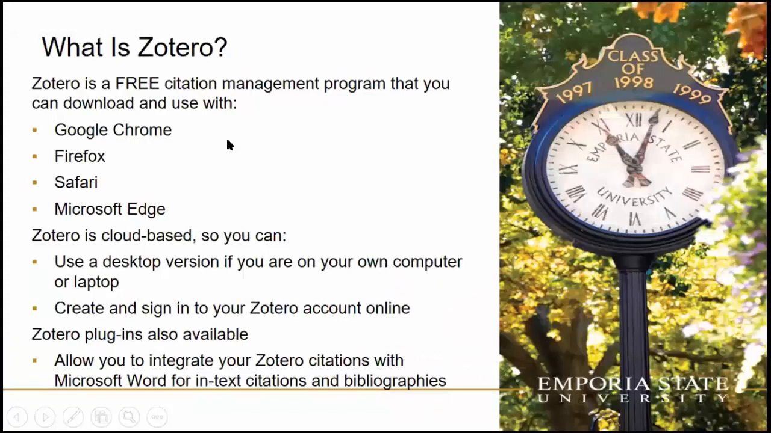So what is Zotero? Zotero is a free citation management program, and Zotero will allow you to download citations, references, and also PDFs of articles and sometimes other items into a free Zotero account. You can download Zotero and you can use it with Google Chrome, Firefox, Safari, or Microsoft Edge. Zotero is similar to Google Drive because it's also cloud-based.